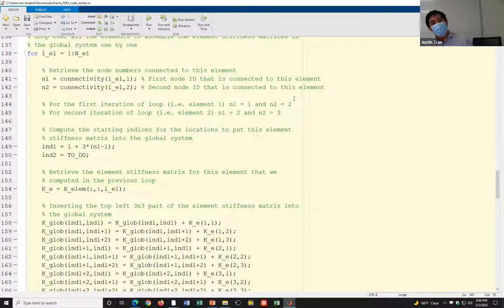And so all we're doing is leveraging the connectivity information that we defined earlier to get the proper nodes that are connected to our elements. Okay. So any questions on how we're using this connectivity matrix here and how we're using it to obtain the information that we need?